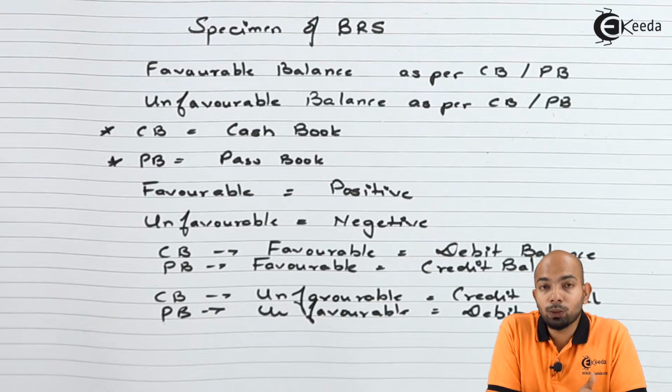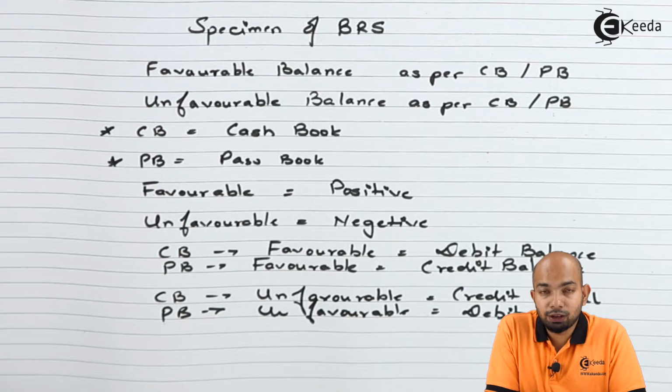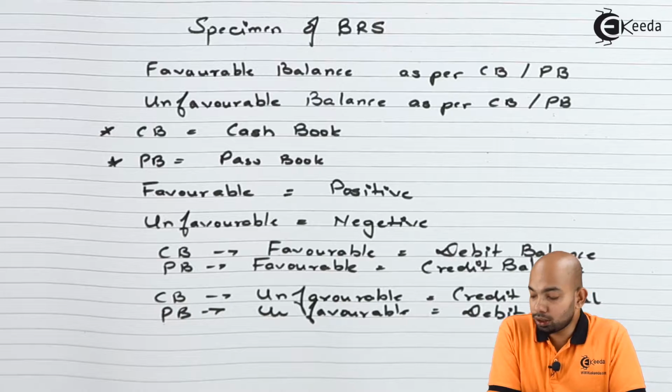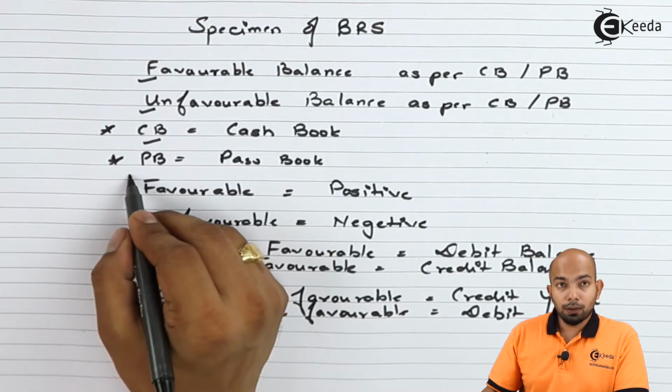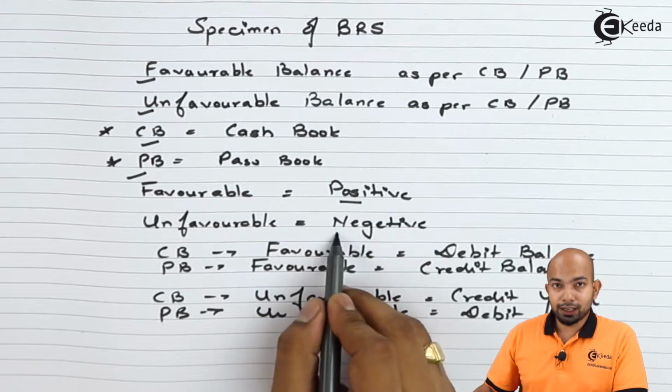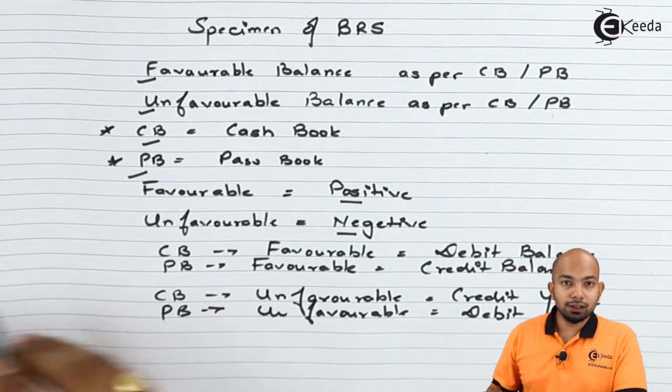We'll get to know more about that once we go ahead with the specimen. Unfavorable balance is negative balance or overdraft balance. That means credit balance as per cash book and debit balance as per passbook. So debit balance is known as favorable balance for cash book, and debit balance as per passbook will be unfavorable balance. Credit balance as per cash book will be unfavorable. However, credit balance as per passbook will be favorable. So the terminologies have been mentioned here: favorable balance, unfavorable balance, cash book, passbook, positive, negative.